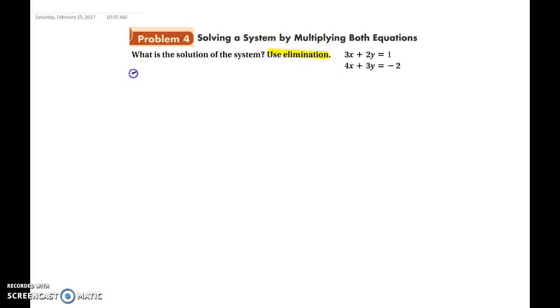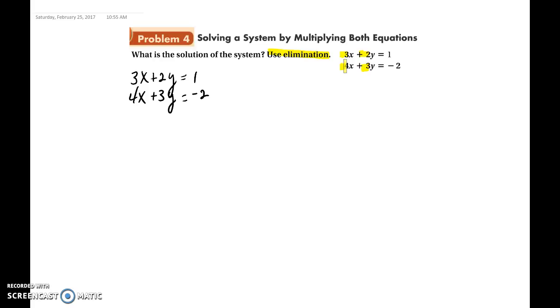Now we have 3x plus 2y is equal to 1, and 4x plus 3y is equal to negative 2. This isn't set up where we have an x or a y value that have the same number but different signs, and it's not set up so that all we need to do is multiply one by 3, like we did with the 15y and negative 5y. In fact, none of our numbers even have opposite signs. They're all positive, so that means we're going to eventually have to multiply by a negative.